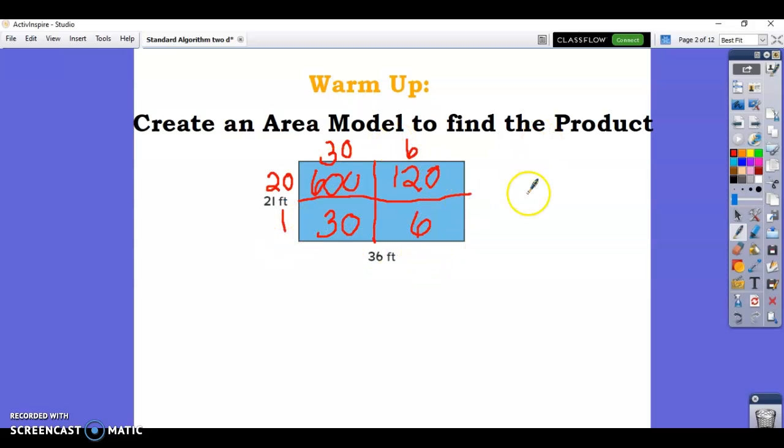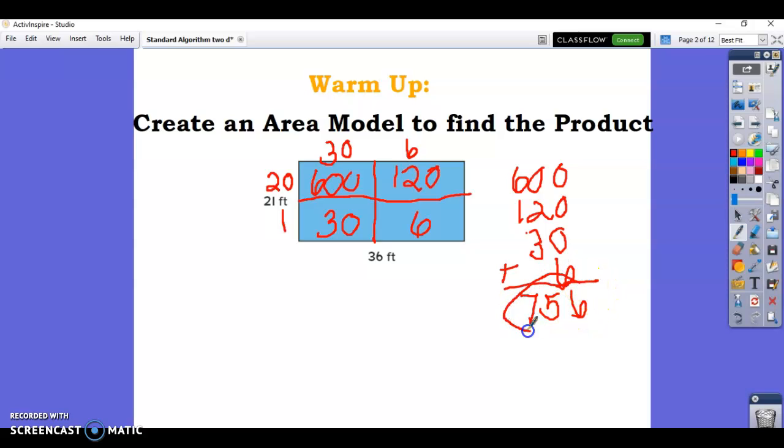Then after you did that, remember you have to go over and line each one of them up. 600, 120, 30, and 6. And once you have them added up and lined up, you should have a 6, a 5, and a 7. So that is the first one. That's a warm-up, a review of last week.